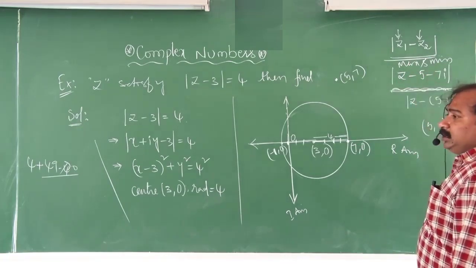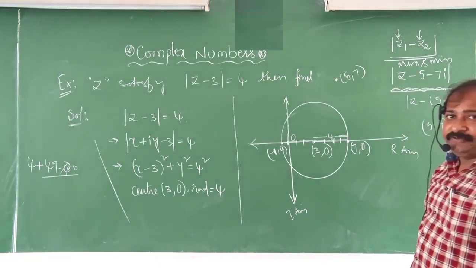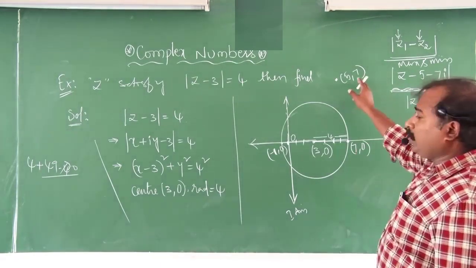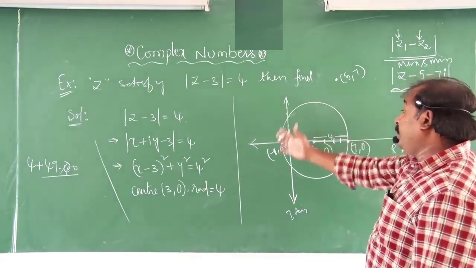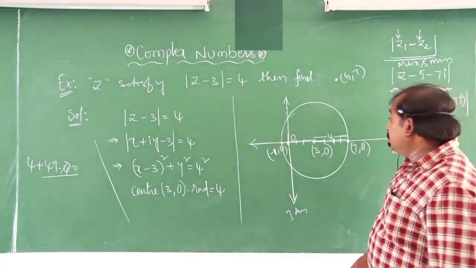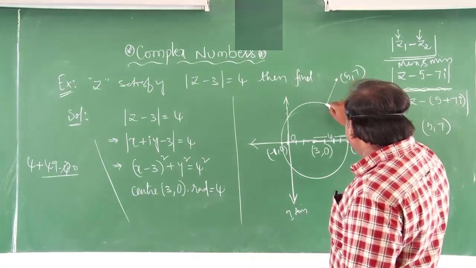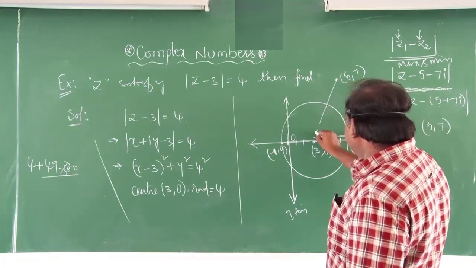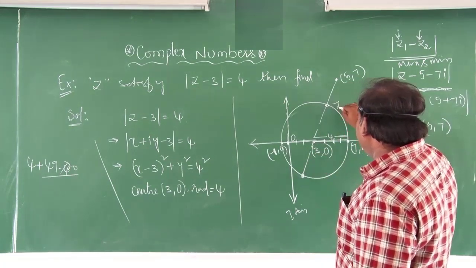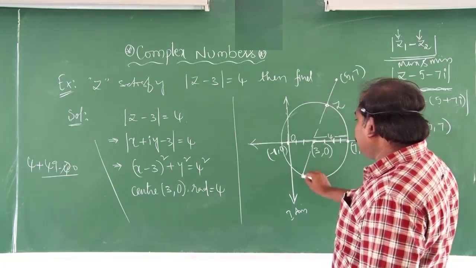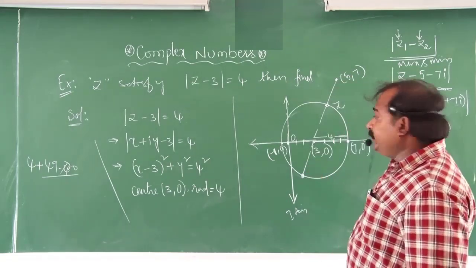What is the meaning? Here it is the maximum and minimum distance of z from the point (5, 7). What is the z value? z is any point on the circumference of the circle. That means if you observe here, this is the minimum distance and this is the maximum distance. This is one z value which will give the minimum distance, and this is the maximum distance. How can you find this value?